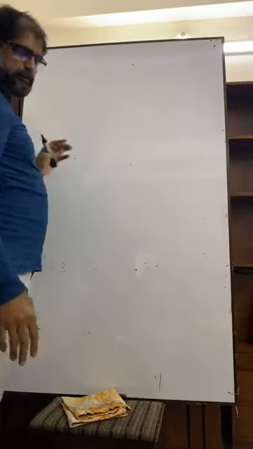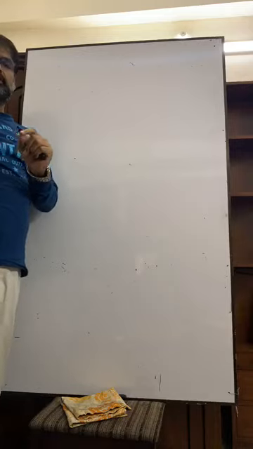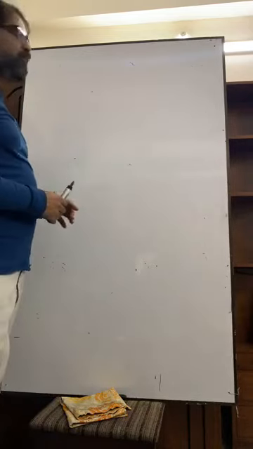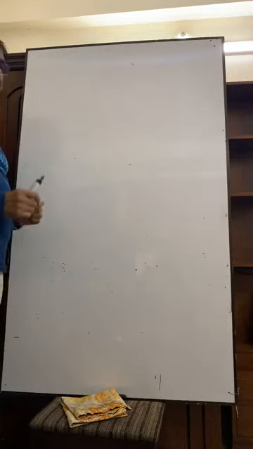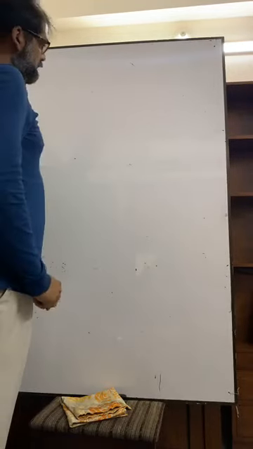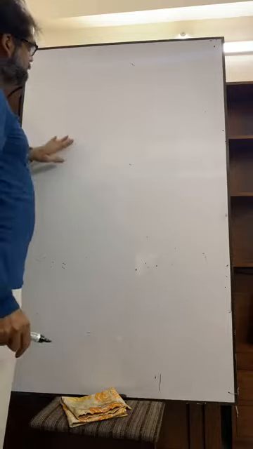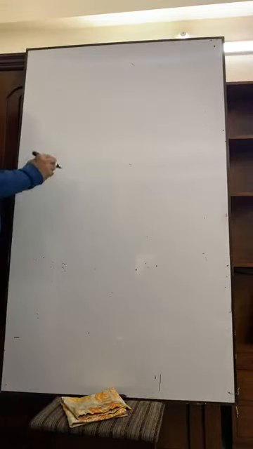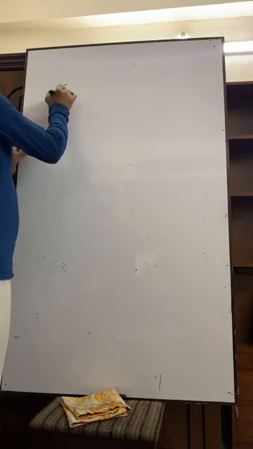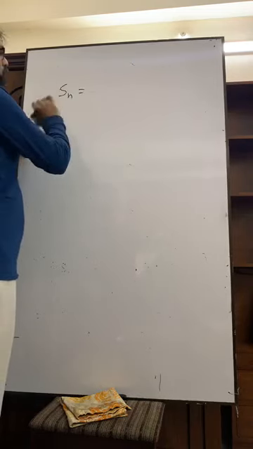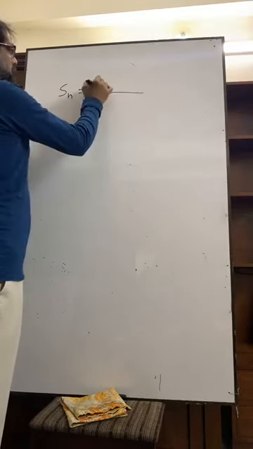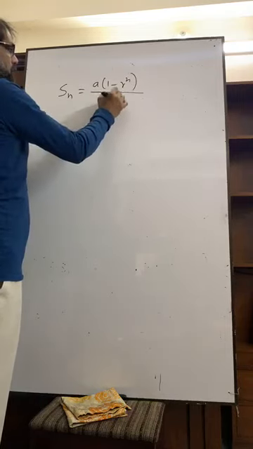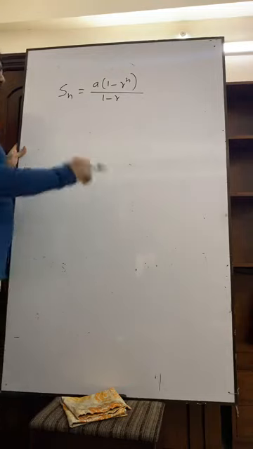Before going to question number C, I want to make you understand something regarding how to find the sum up to infinity. Suppose we know Sn equal to a(1 minus r to the power n) by 1 minus r. We know it.